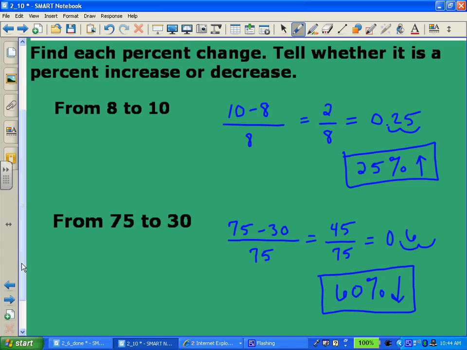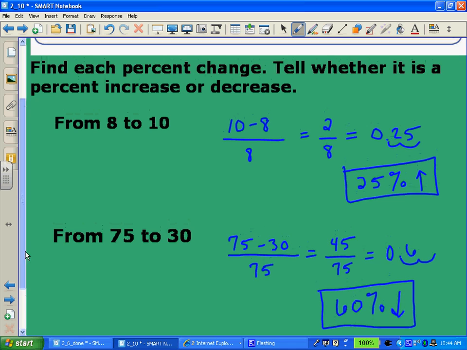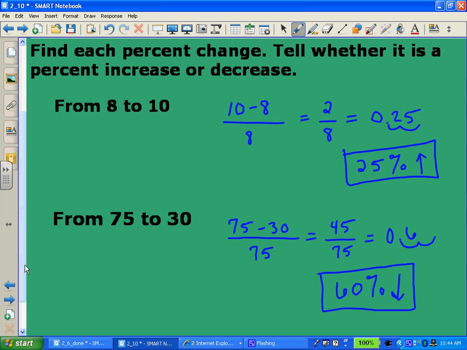So it'll be a 60% decrease. And that's how I find percent change. And then I got to remember to tell whether it's an increase or a decrease.